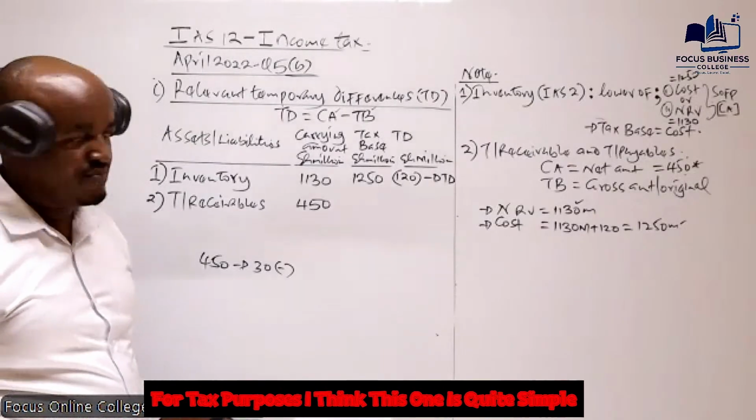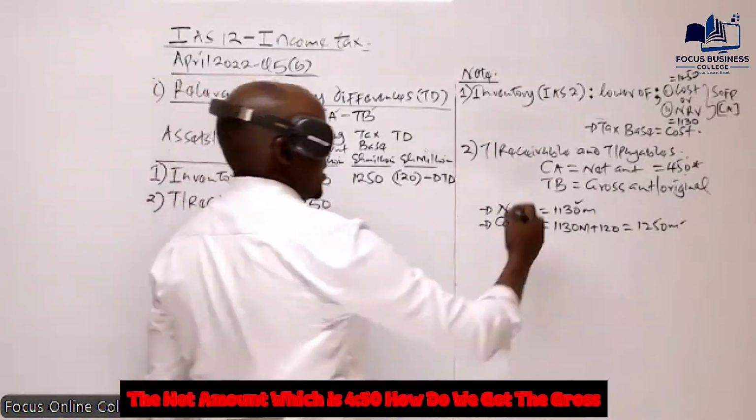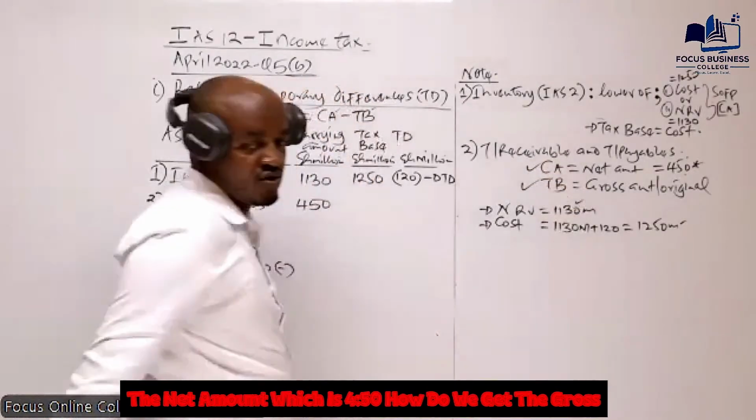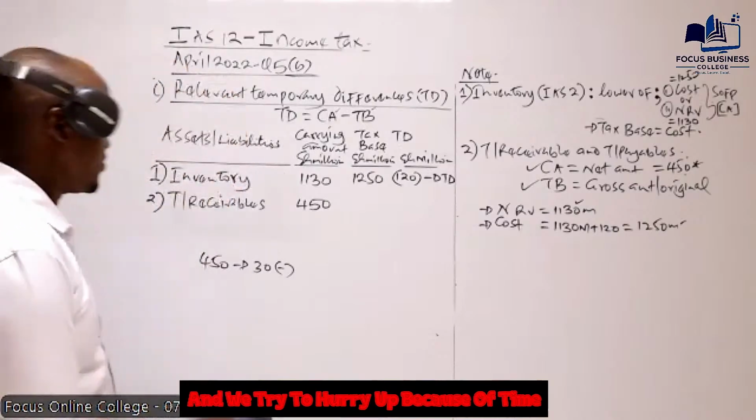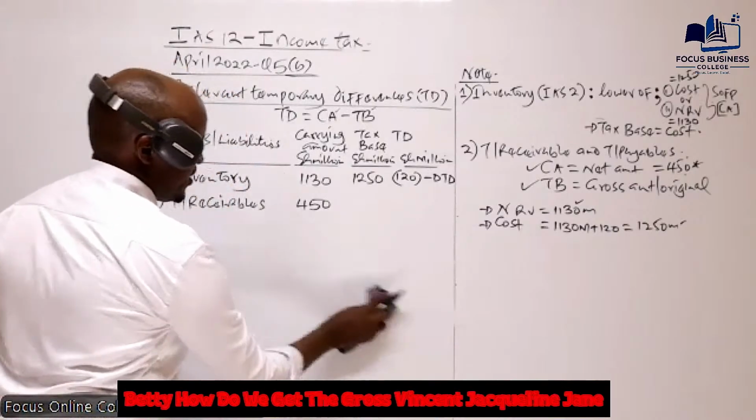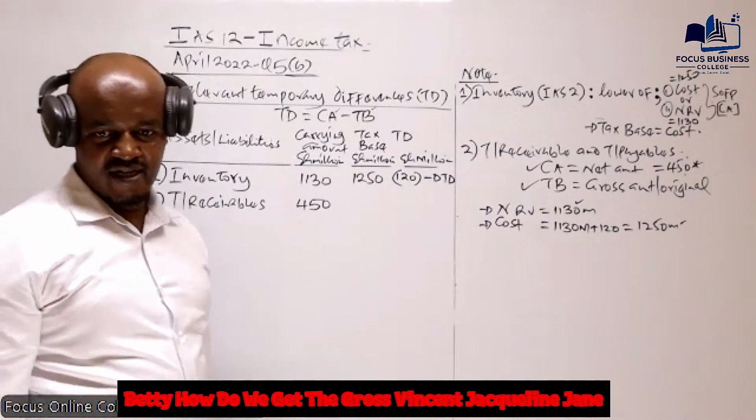Yes, and actually we're told that this provision is not allowed for tax purpose. I think this one is quite simple. So we have the net amount which is 450. How do we get the gross? Who can tell us how do we get the gross? And we try to hurry up because of time. Betty, how do we get the gross? Vincent, Jacqueline, Jim.